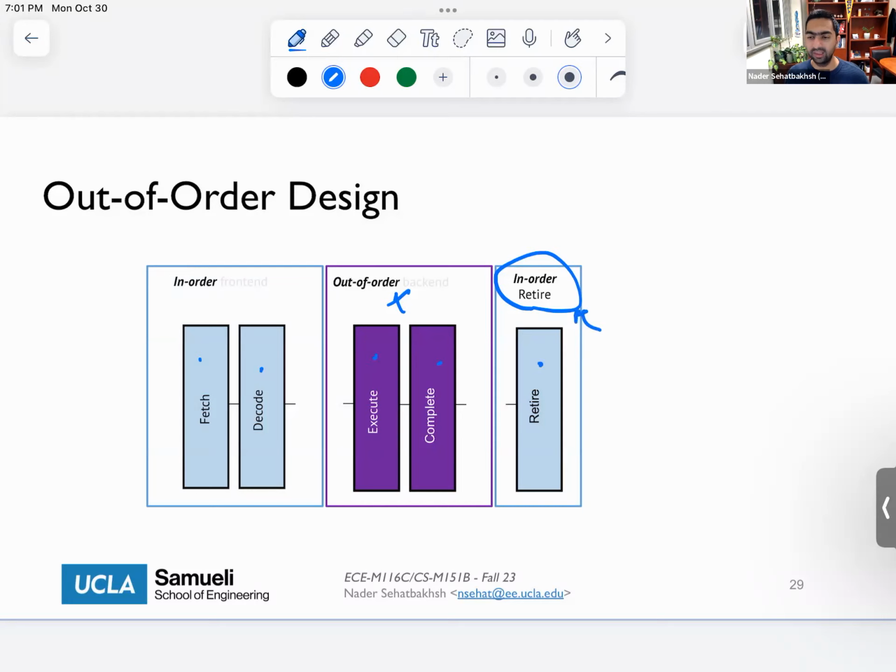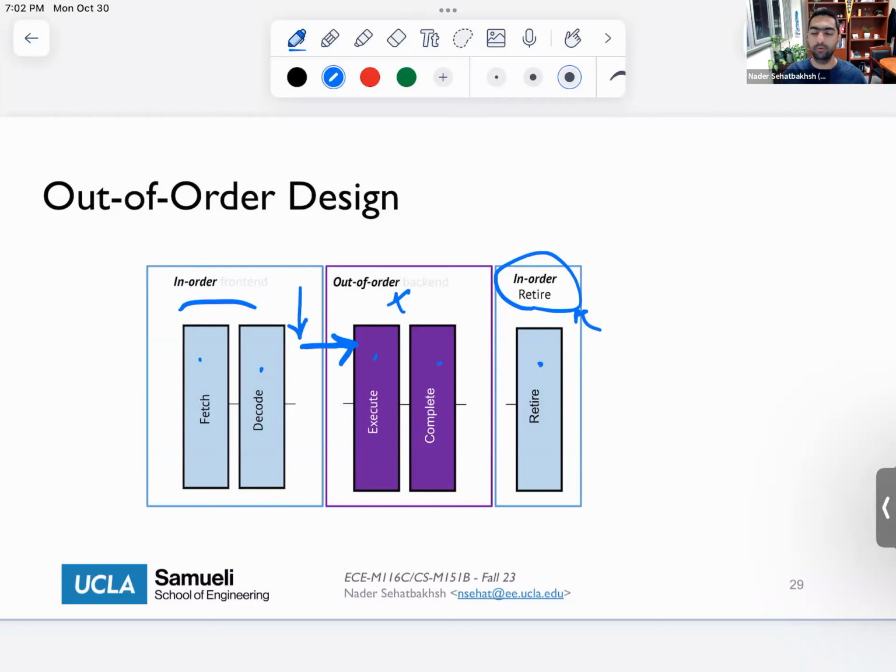So essentially the idea here is that we're going to fetch and decode instructions still in order, because that part we don't need to be worried about dependency and so on. Dependency starts, if you remember, here at the decode when we are actually reading the registers. So that part can be happening out of order.